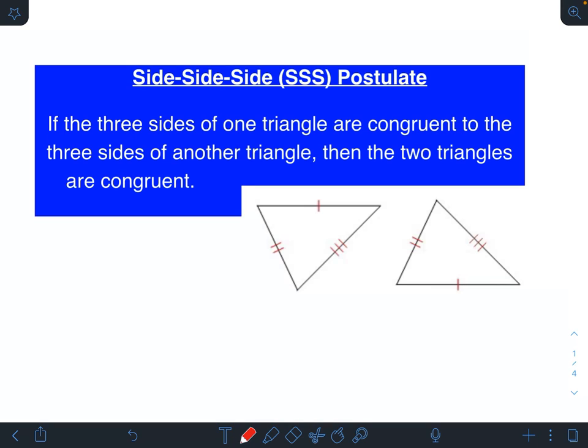All right, so we're making a video here about side postulate. This one's my favorite. Okay, this one we're going to use, as we will all of these, to prove triangles are congruent to each other.